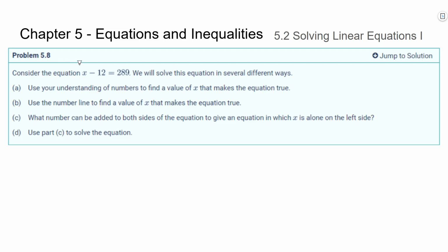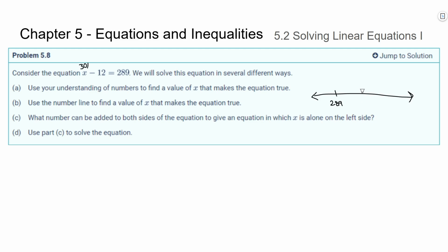And so if we had 301 here, so 301 minus 12, then we would get 289. All right, so use a number line to find a value of x that makes the equation true. So same thing, number line here. All right, so we have 289 somewhere. Let's put 289 right here.